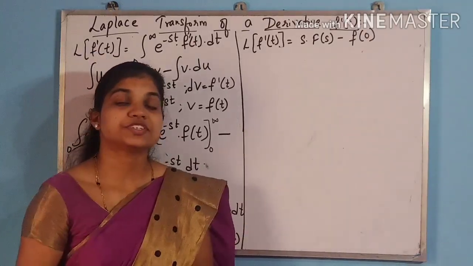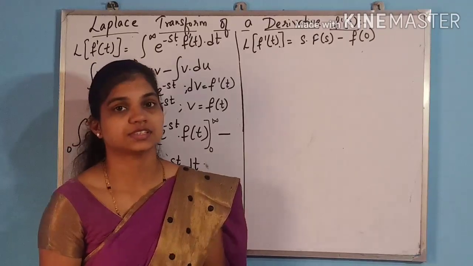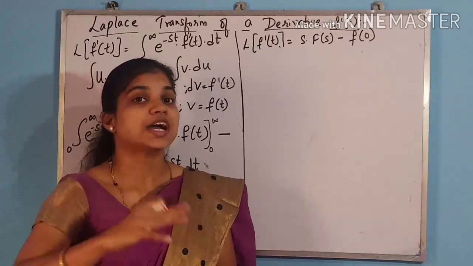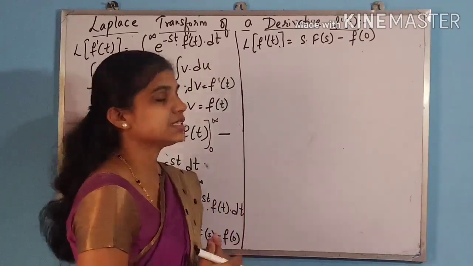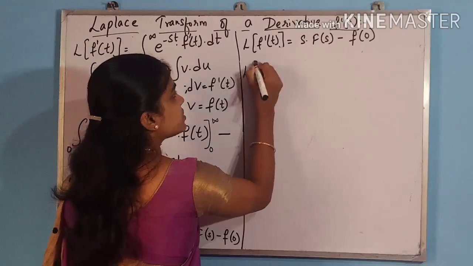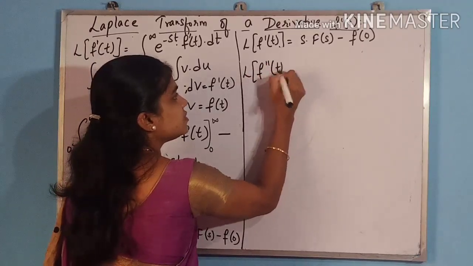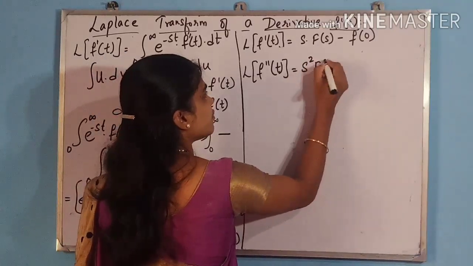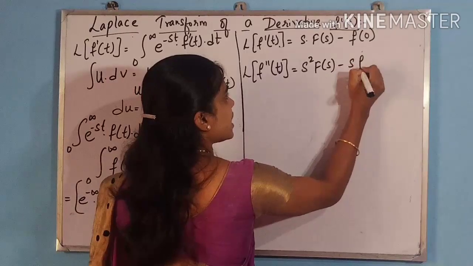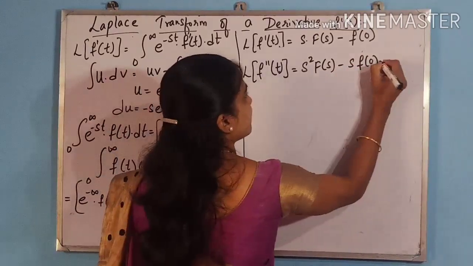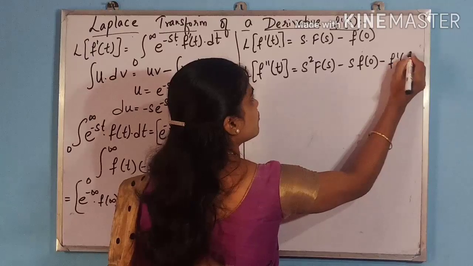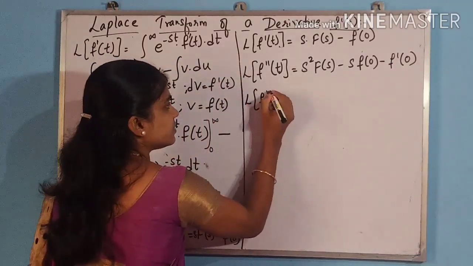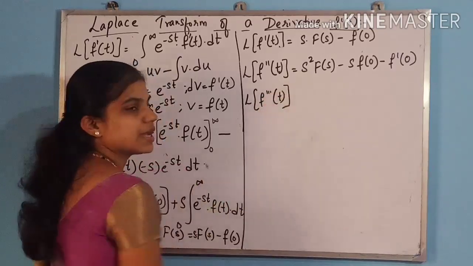Now what happens when we try to find out the second derivative, third derivative and so on for the other derivatives? So what is the Laplace transform of higher order derivatives? So if we go to see that, we have Laplace transform of f double prime of t. This is going to be equal to s square F of s minus s f of 0 minus f prime of 0. And if I go for the third order derivative, it's going to be f triple prime of t.